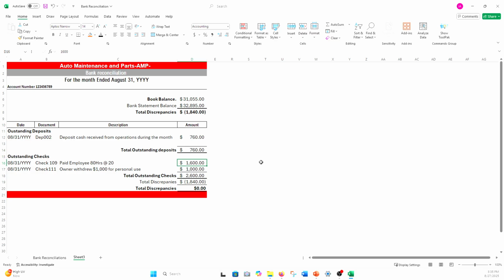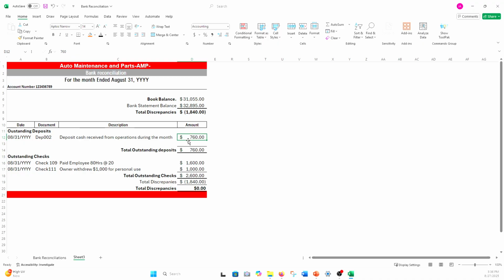There are many possibilities. So we had a discrepancy, we had the date, the document number, the description, and so on. We know that we had an outstanding deposit of 760. Now we have just one deposit that is outstanding, because it should appear in the first business day of the following month, that means September.